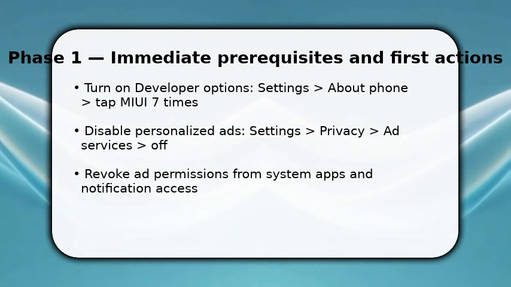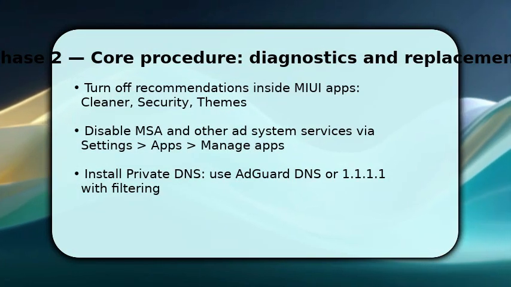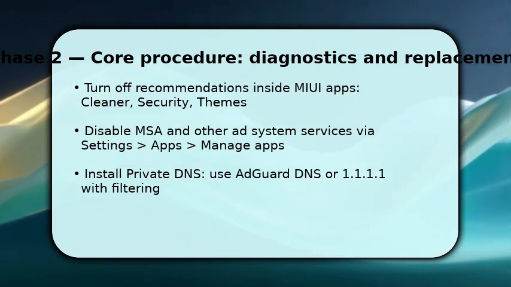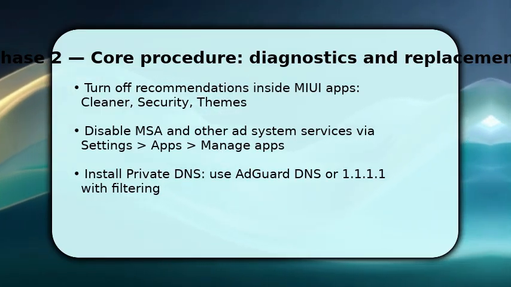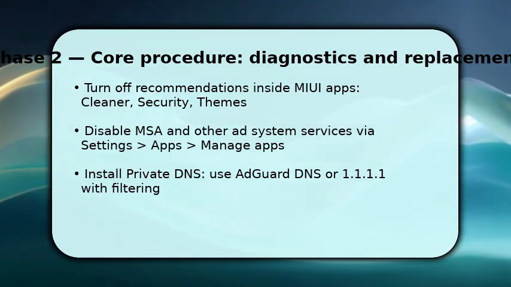Once basic controls are set, remove the main ad sources. Open each MIUI app like Cleaner, Security and Themes, find recommendations or ads, and toggle them off. This removes in-app promotions at the source.